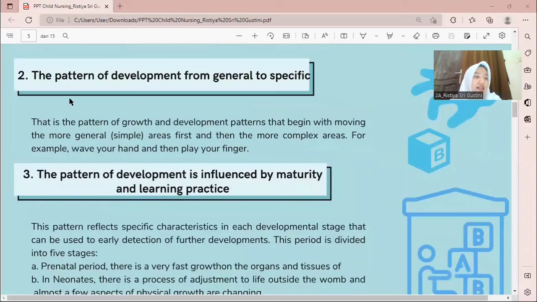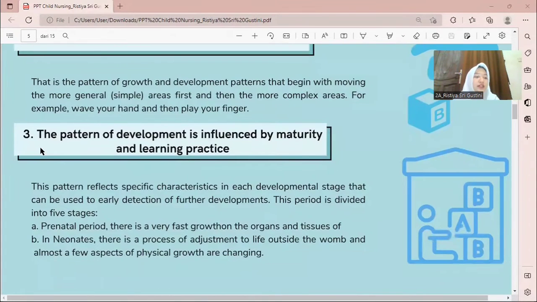Okay, this is next, the pattern of development from general to specific. That is a growth and development pattern that begins with moving the more general areas first and then the more complex areas. For example, wave your hand and then play your finger.